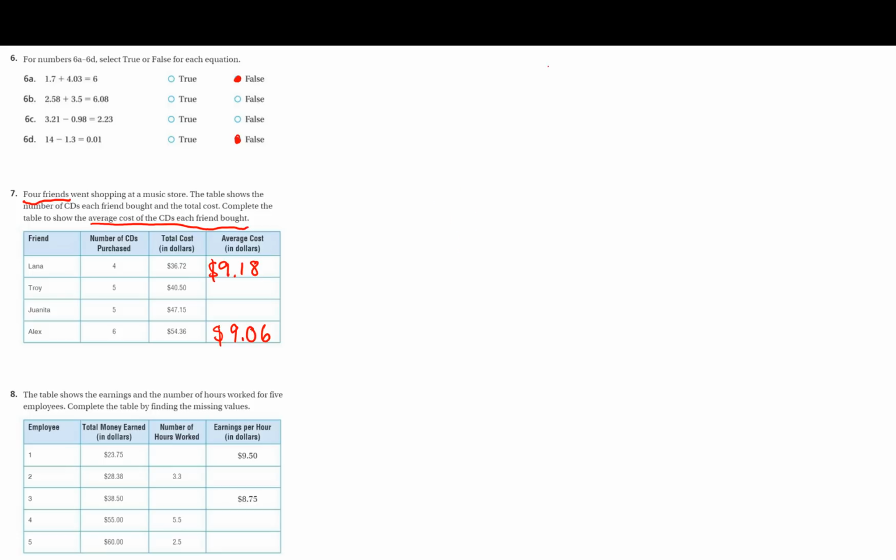Number 8, although, again, the table shows the earnings and the hours worked for these 5 employees, to find the missing number for each one of these, you're going to be doing basically the same thing you did up top. You're going to be dividing. So here we're missing the number of hours worked. So we take how much they make, 9.5. I'm going to rewrite $9.50 as just 9.5 because adding that 0 doesn't change the value. When I drop that 0 off, the 5 is still in the tenths place.